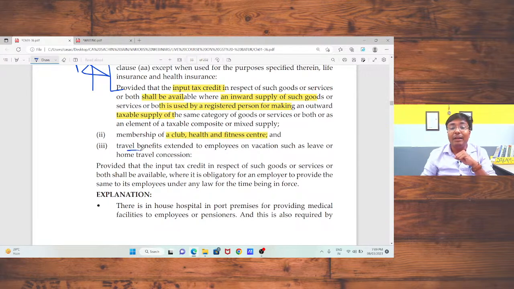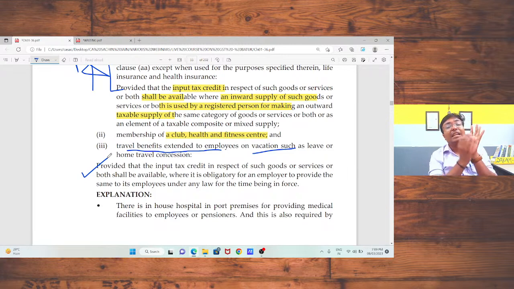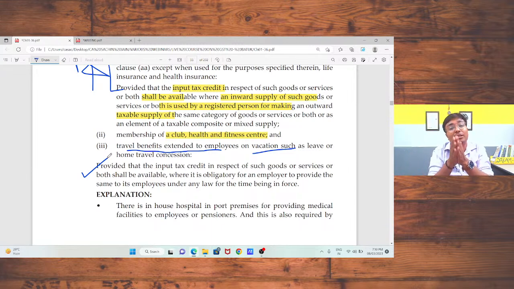Or travel benefits extended to employees on such vacation as leave or home travel concessions. That means if any company provides any LTA to any employee, in that case input tax credit on that LTA is not allowed to the company. Next important part: if any expenditure is obligatory on a company, that company has to provide those services or make that expenditure under any law. In that case, input tax credit related to that expenditure is allowed.